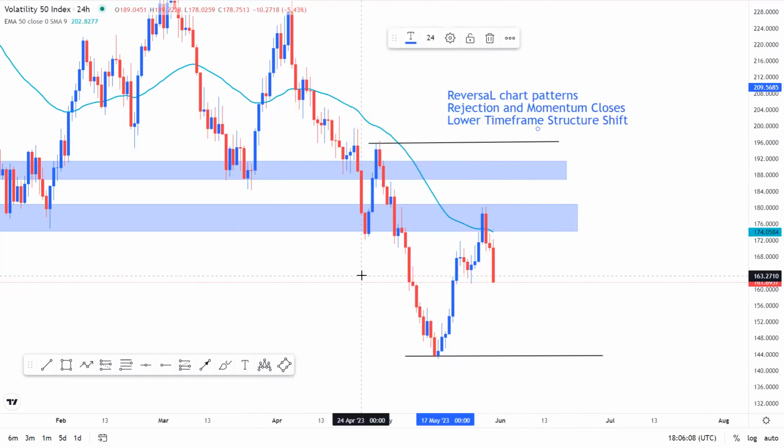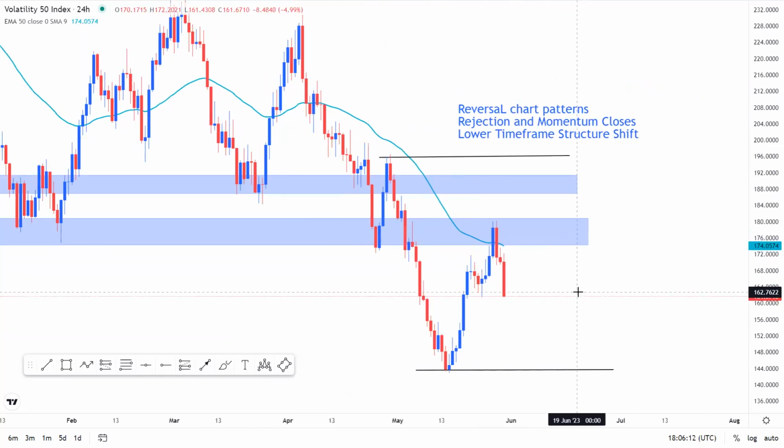Now you have to understand, guys, whatever I'm doing right here on the daily time frame, you can very well do on any other time frame. The market is fractal. So everything that happens right here still very much happens on the 4-hourly time frame and then on the 1-hourly time frame also.